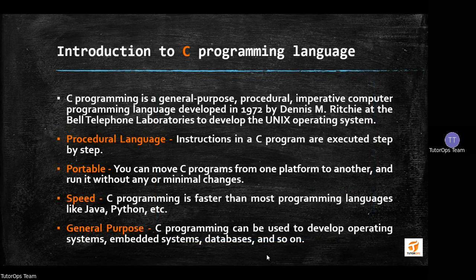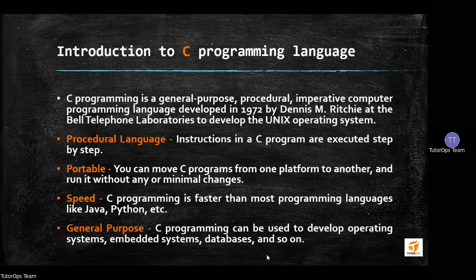C programming is a general purpose procedural imperative computer programming language developed in 1972 by Dennis Ritchie at the Bell Telephone Laboratories to develop the Unix operating system. It's a procedural language. Instructions in a C program are executed step by step. You're writing a code, and the first line will execute first, the second line will execute second, the third line will execute third. That way, it will execute. So that's why it is called a procedural language.